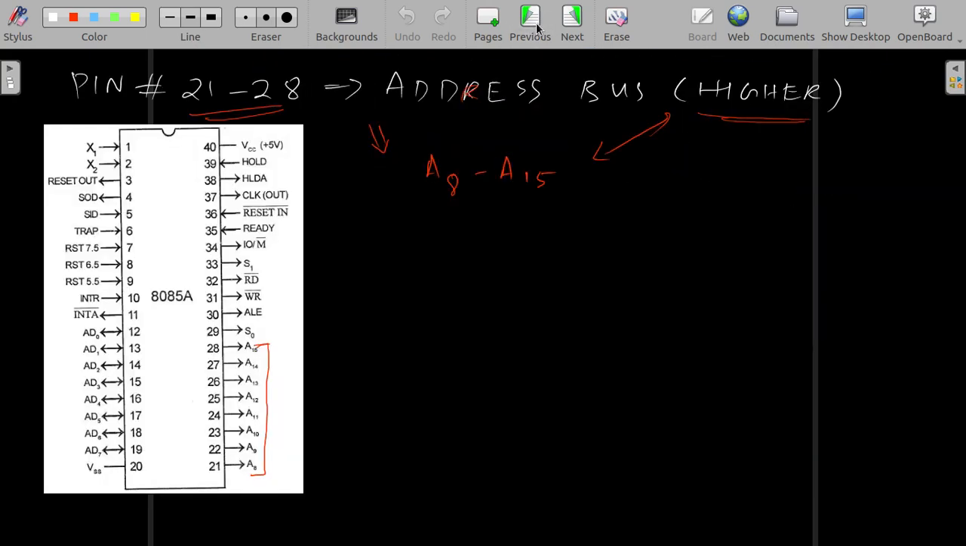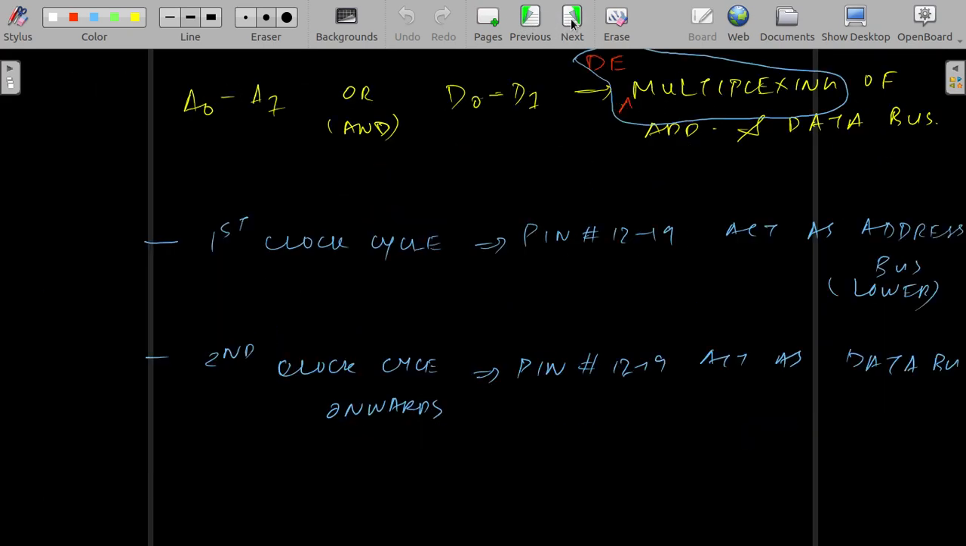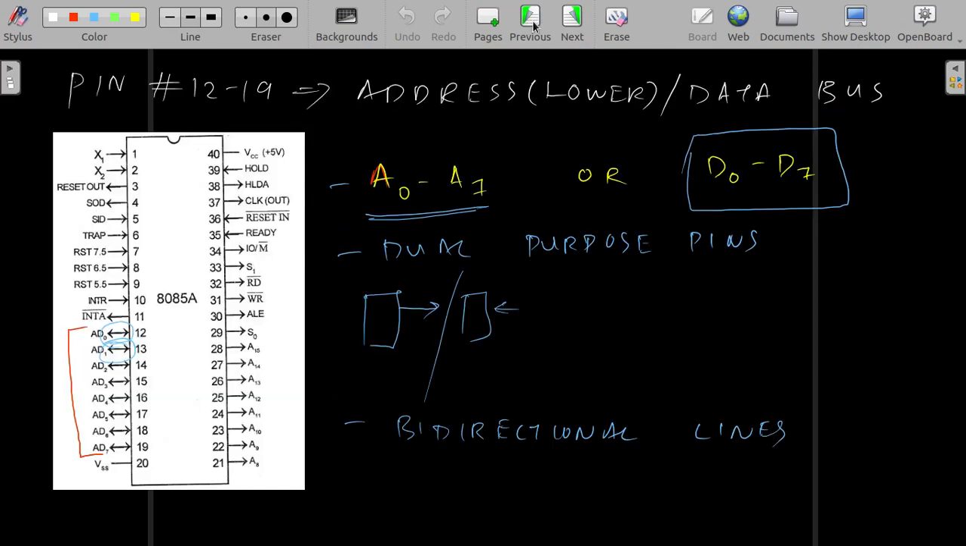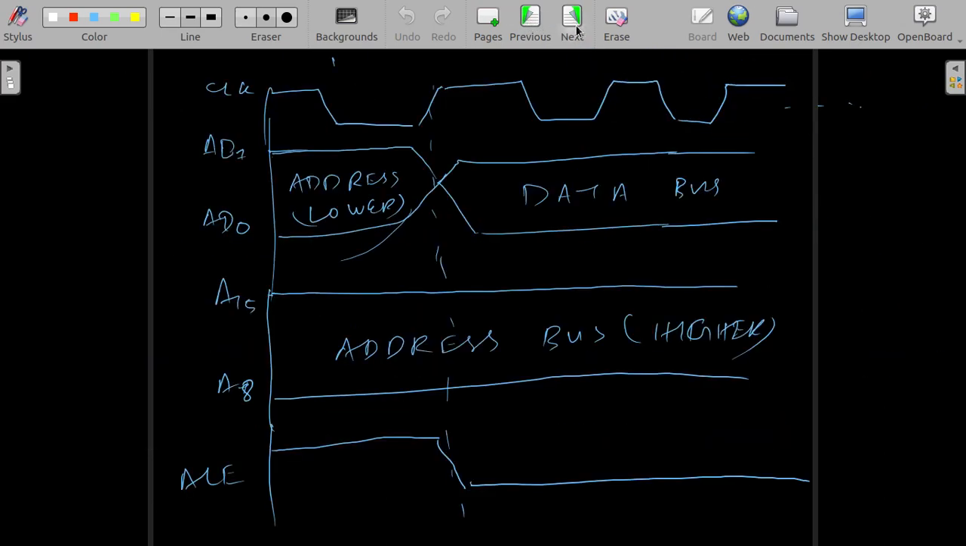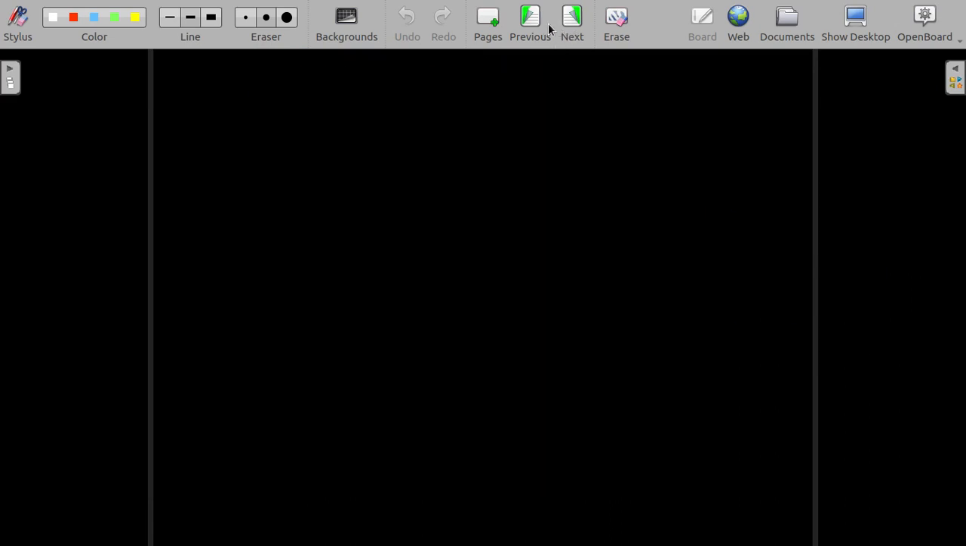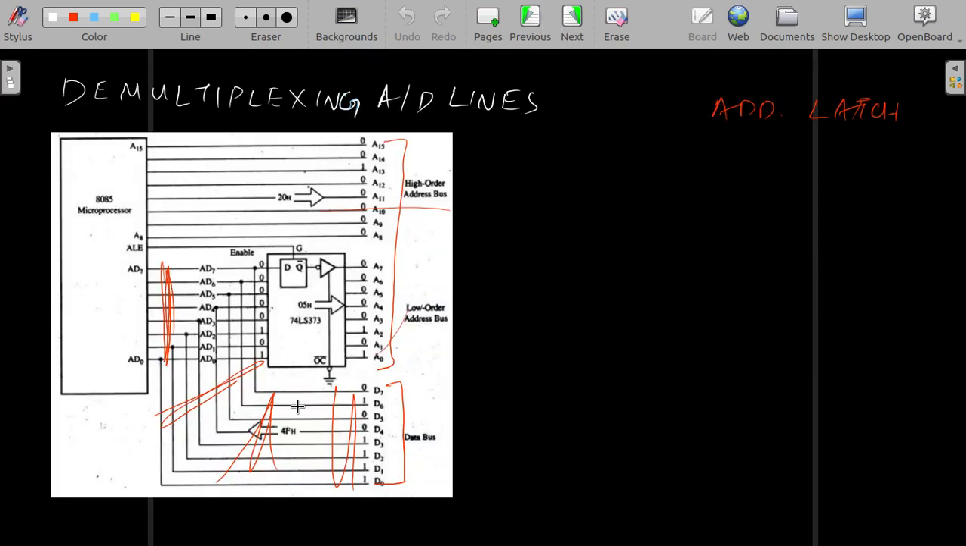I just want to go through this again. We just considered one group of pins, the address and data bus group: the higher order address bus, and the lower order multiplexed address and data bus, and the concept of address latch enable, and how we use an address latch to demultiplex the address and data lines. In the next lecture we will continue with the remaining pins. Thank you.